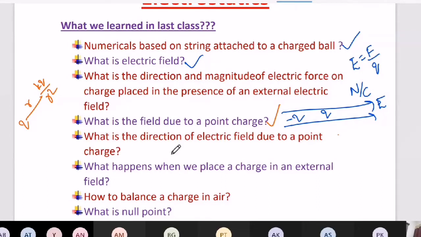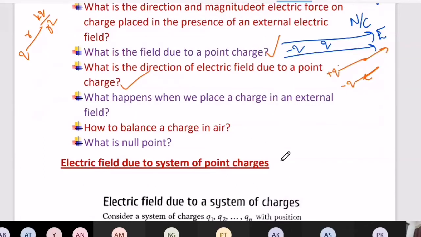Now, what is the direction of electric field due to a point charge? For a positive charge, at any point the field is away. For a negative charge, at any point the field is towards the charge. Wherever the point, you join the charge with the point, and either the direction is away from the charge or towards the charge, depending on the sign. Positive means away, negative means towards.